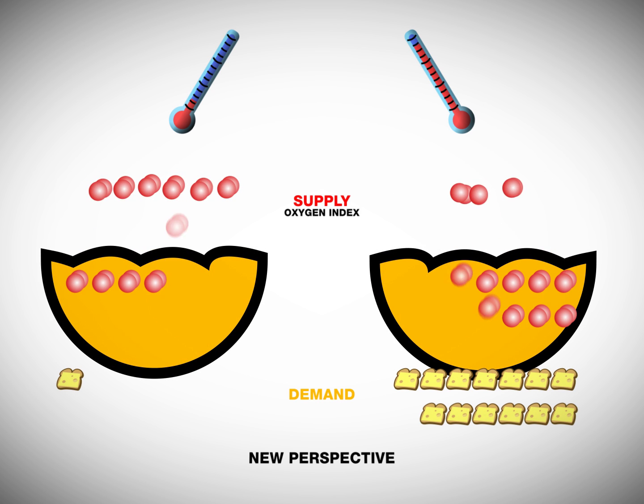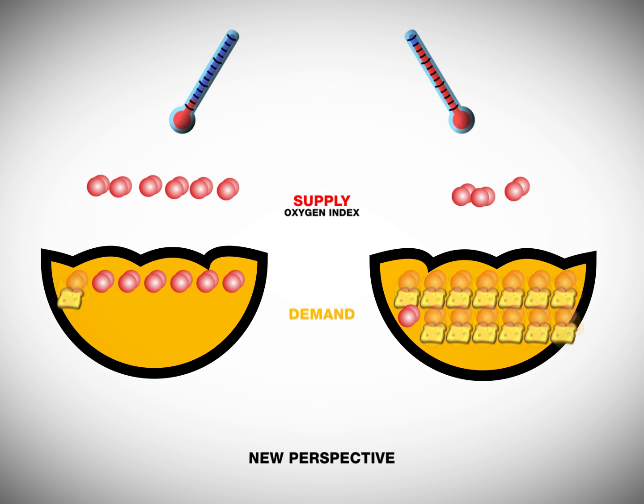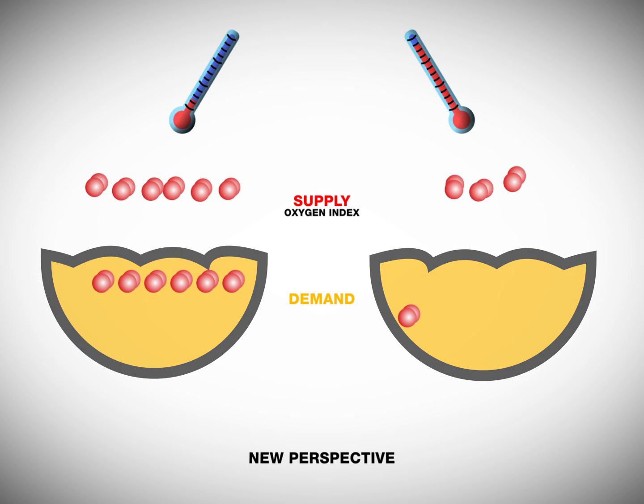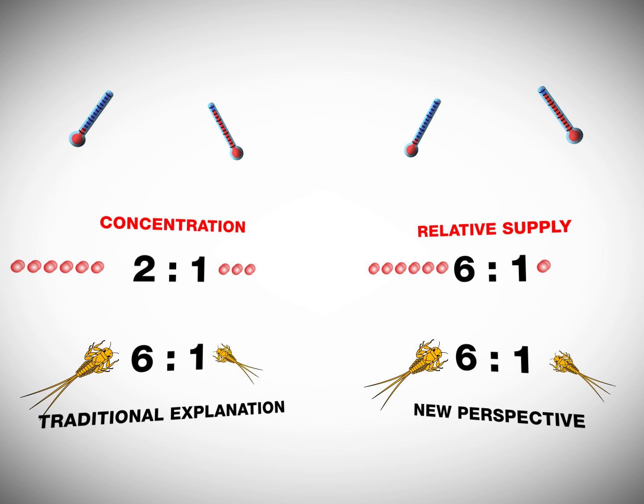Oxygen demand increases with temperature, and because of marked differences in oxygen demand, gigantism may arise in the cold, where oxygen supply is high relative to demand. Body sizes could be accurately predicted from oxygen supply and demand when using the index as a measure of oxygen supply.